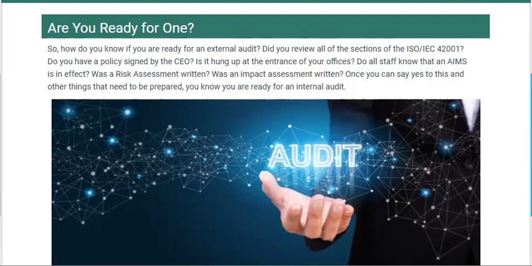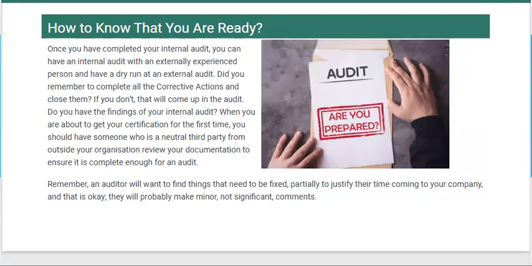How to know that you are ready? Once you have completed your internal audit, you can have an internal audit with an externally experienced person and have a dry run at an external audit. Did you remember to complete all the corrective actions and close them? If you don't, that will come up in the audit. Do you have the findings of your internal audit?